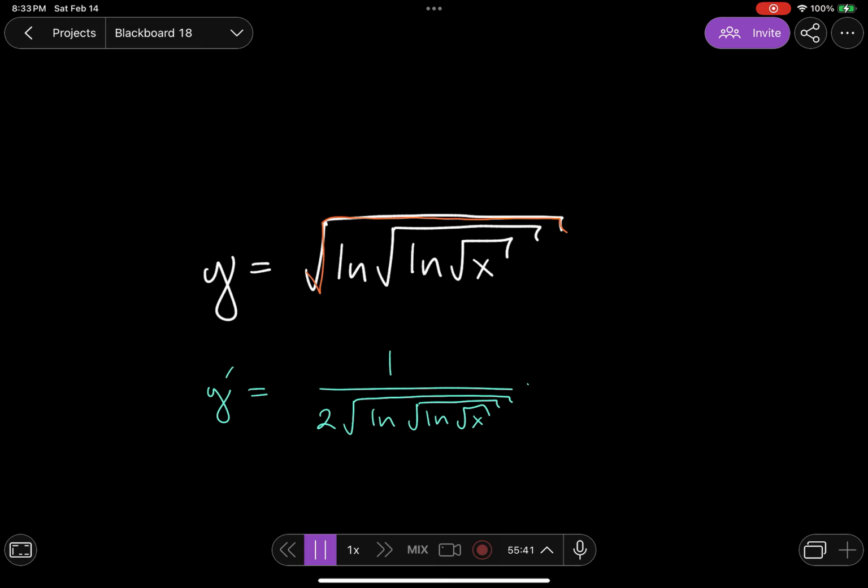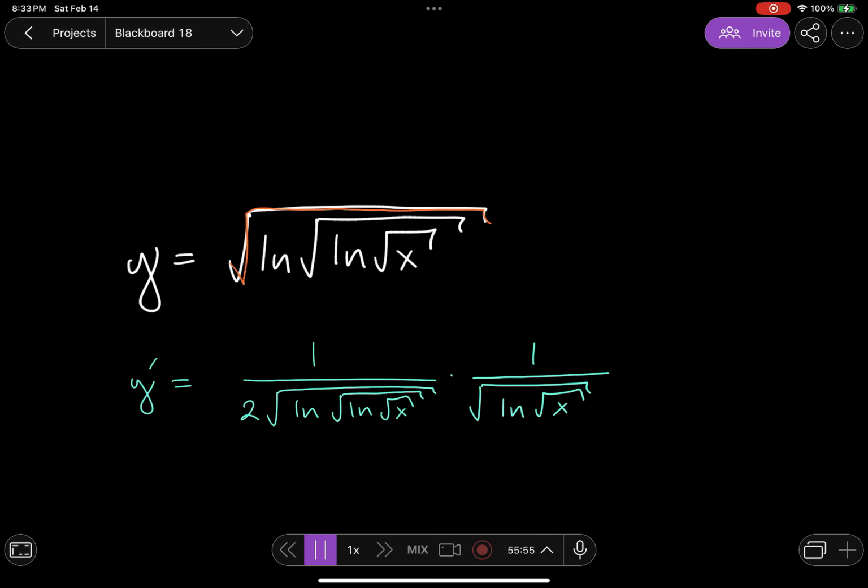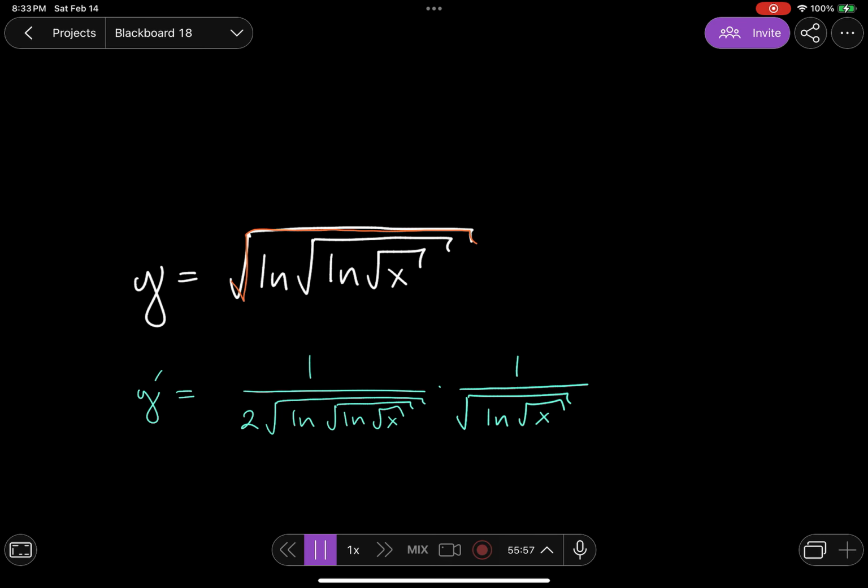But that's just going to be 1 over the square root of the natural log of the square root of x. Okay, so I just took the derivative of this red function. That's the stage I'm at right now. The derivative of the natural log of something is 1 over that thing. So that's what I have right here.